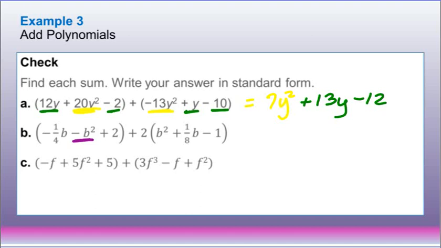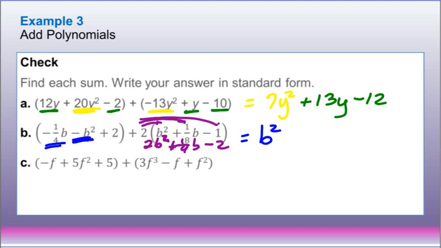Next, negative 1b squared plus, here I got to distribute the 2. So this is 2b squared plus 1/4 b minus 2. So I have negative 1b squared plus 2b squared equals b squared. Then I have negative 1/4 plus 1/4 is 0. And then I have 2 plus a negative 2, which is 0. So my answer is b squared.